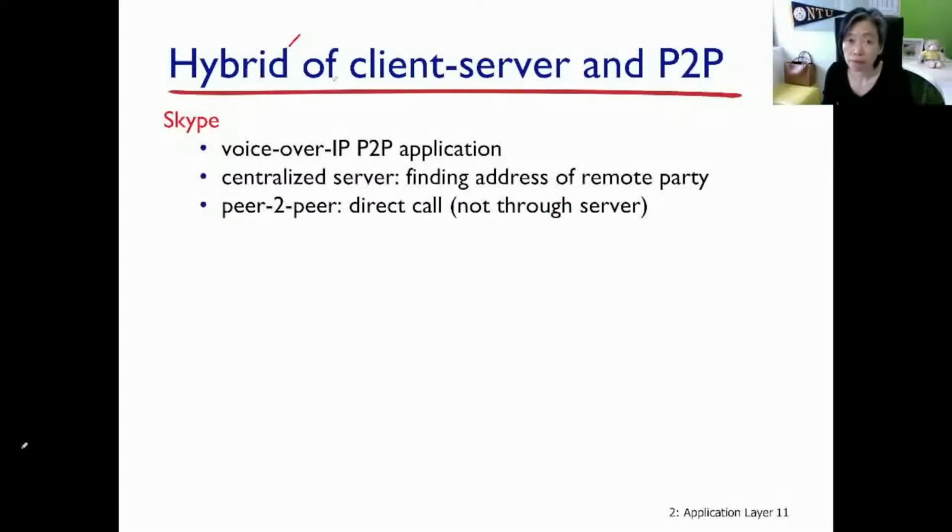Third is the hybrid of the first two models, and this is used by Skype, a voice over IP service that used to be popular. And in Skype, the call in between two users, that is done by a direct connection between the two users and systems. So you can see that it's P2P. But to establish the call, you need to find the address of the user you want to call to. And that is done by querying a centralized server. So you see this part of Skype is client and server. And so Skype is under such a hybrid architecture.